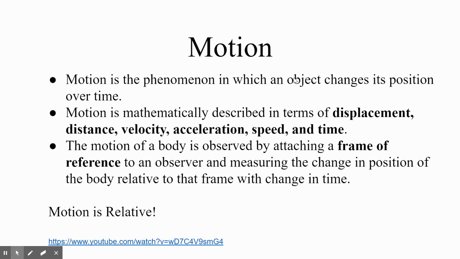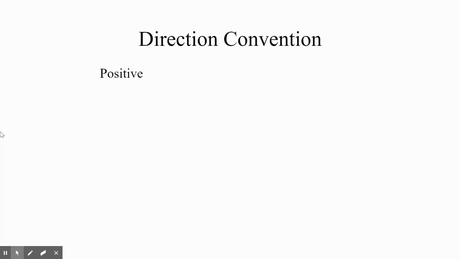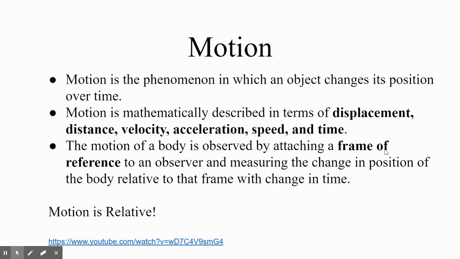The motion of a body is observed by attaching a frame of reference to an observer and measuring the change in position of the body relative to that frame with change in time. Okay, so let's talk about this term, frame of reference. What does that mean? Y'all think about that for a minute.